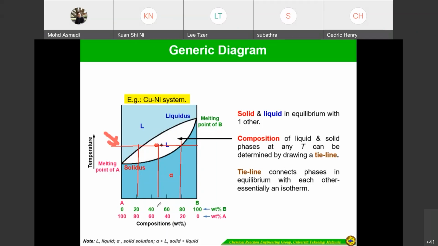For example, if we know the initial concentration is 50%, initial concentration of maybe copper, and maybe this one is 800 degrees C, so what is the composition of copper and nickel, or the fraction? From here we can calculate, here and here. This one is in liquid, this one is in solid.